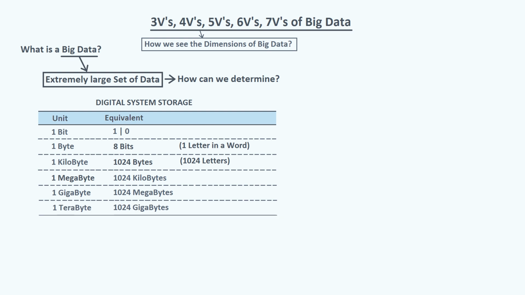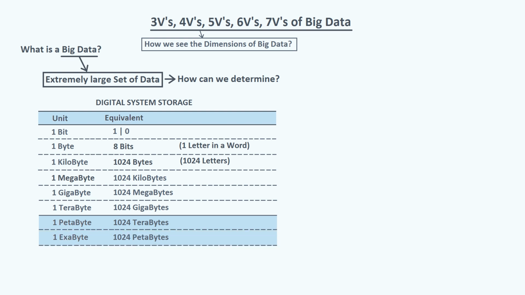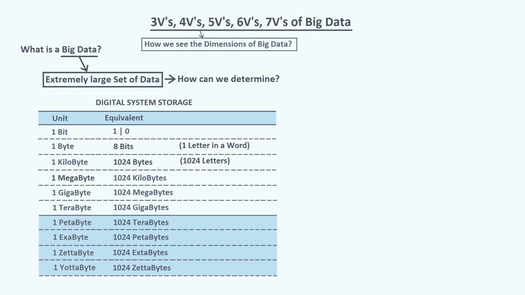1 terabyte is equal to 1024 gigabytes. 1 petabyte is equal to 1024 terabytes. 1 exabyte is equal to 1024 petabytes. 1 zettabyte is equal to 1024 exabytes. 1 yottabyte is equal to 1024 zettabytes. Therefore, industry determines extremely large set of data as big data from petabytes. This is the volume of big data size.